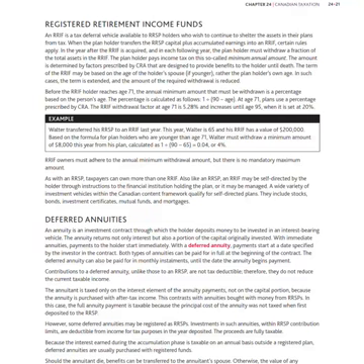Example: Walter transferred his RRSP to an RRIF last year. This year, Walter is 65 and his RRIF has a value of $200,000. Based on the formula for plan holders who are younger than age 71, Walter must withdraw a minimum amount of $8,000 this year from his plan, calculated as 1 divided by 90 minus 65 equals 0.04, or 4%. RRIF owners must adhere to the annual minimum withdrawal amount, but there is no mandatory maximum amount.